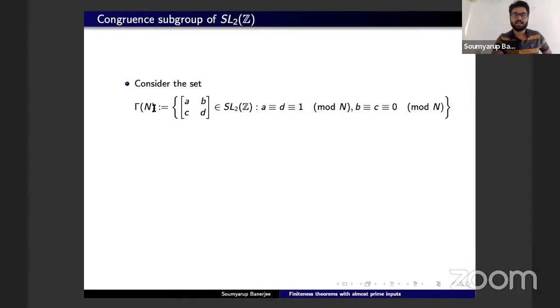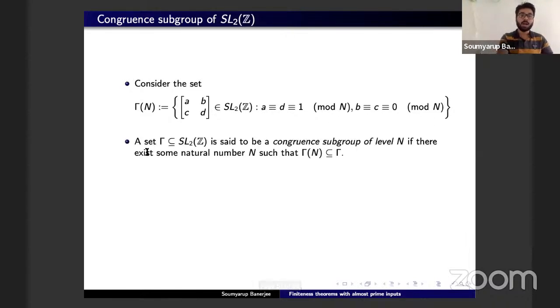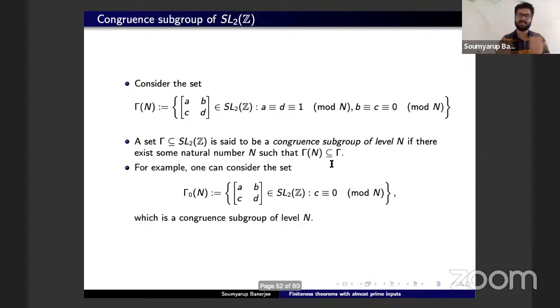So consider the set Gamma(n), that is, the 2 by 2 matrices in SL_2(Z) where a is congruent to d is congruent to 1 mod n, and b is congruent to c is congruent to 0 mod n. A set Gamma contained in SL_2(Z) is said to be a congruence subgroup of level n if there exists some natural number n such that Gamma(n) is contained in Gamma. This is a very standard definition. For example, one can consider the set Gamma_0(n). Clearly Gamma(n) is a subset of Gamma_0(n), so you can say Gamma_0(n) is a congruence subgroup of level n, because there is an additional restriction in Gamma(n).